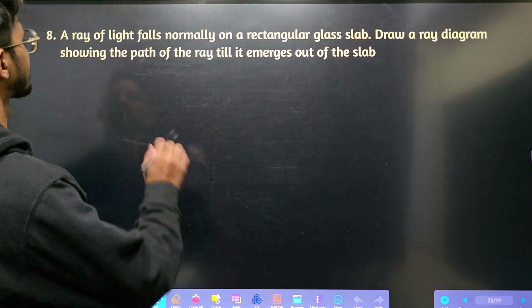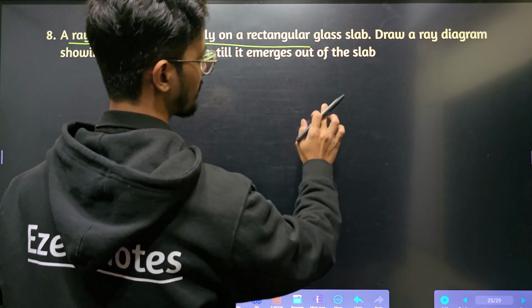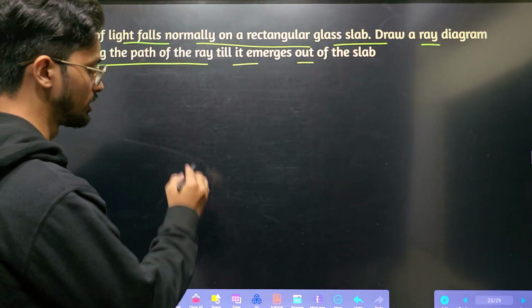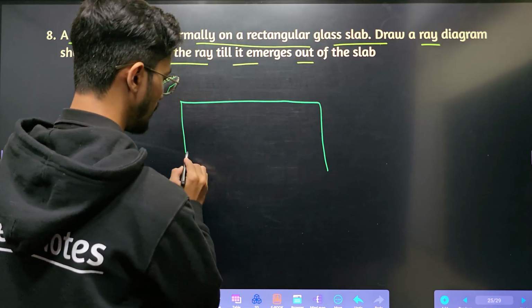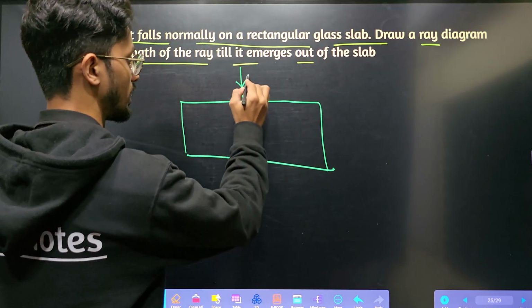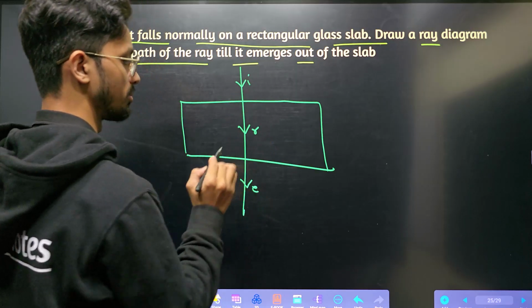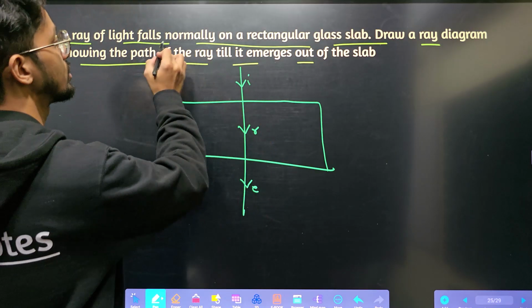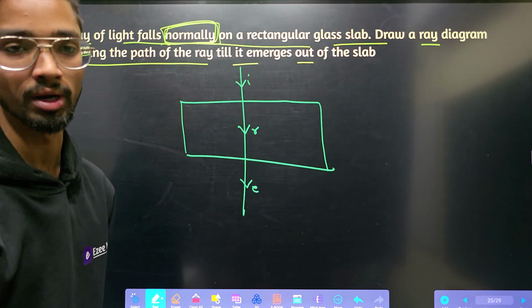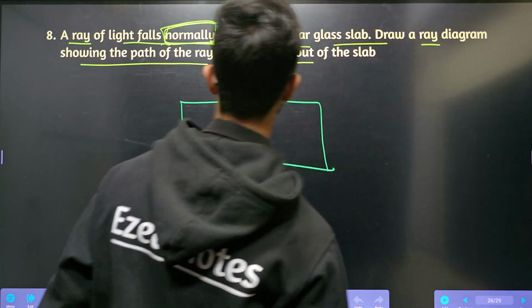Next. A ray of light falls normally on a rectangular glass slab. Draw the ray diagram showing path of ray till it emerges out. It's going normally, so it will pass undeviated. Incident ray, refracted ray, and emergent ray. It will pass undeviated because it's going normally. Normally means perpendicular to the surface, along the normal.